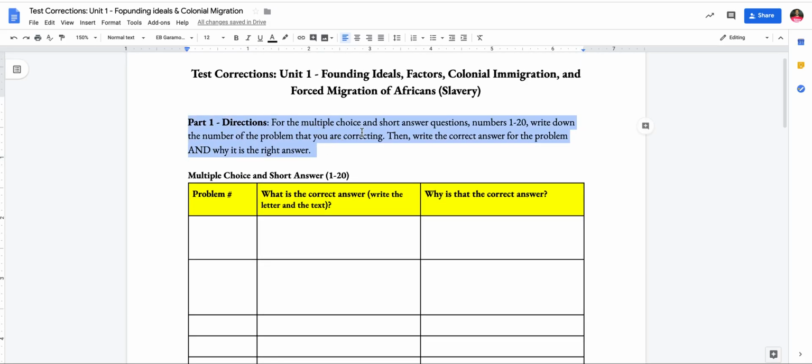Part 1 is for the multiple choice and short answer questions, number 1 through 20. You're going to write down the number of the problem that you are correcting, then write the correct answer for the problem and why it is the right answer.